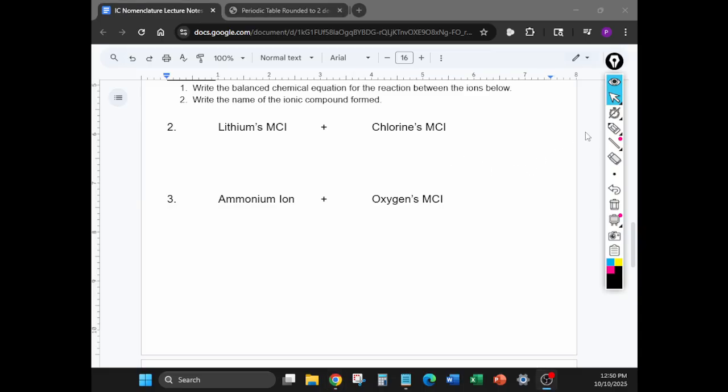All right, I'm not going to go to the periodic table just because we've done that quite a bit for the monatomic ions. Should be pretty easy. Lithium's monatomic ion, everybody get Li+? Yes? Okay. And chlorine is Cl-. In terms of the actual formula, it's pretty easy. Li+ and Cl- are going to make LiCl. So that's our formula.